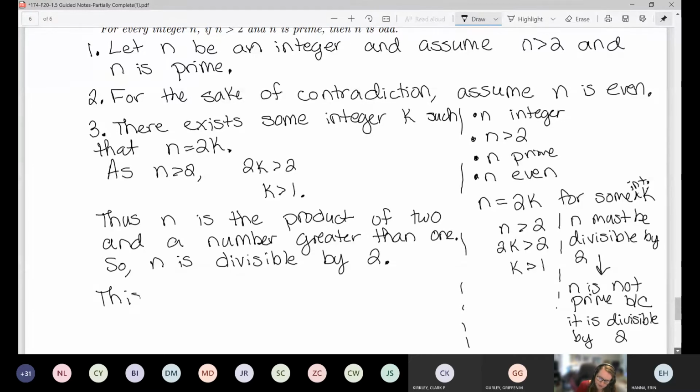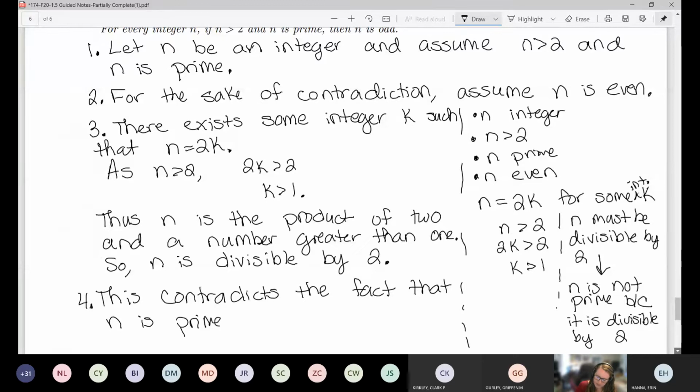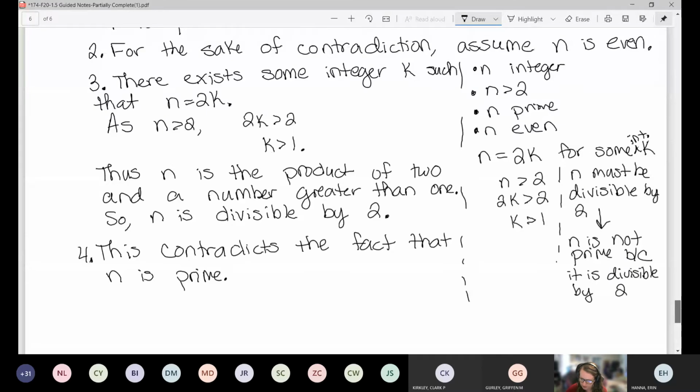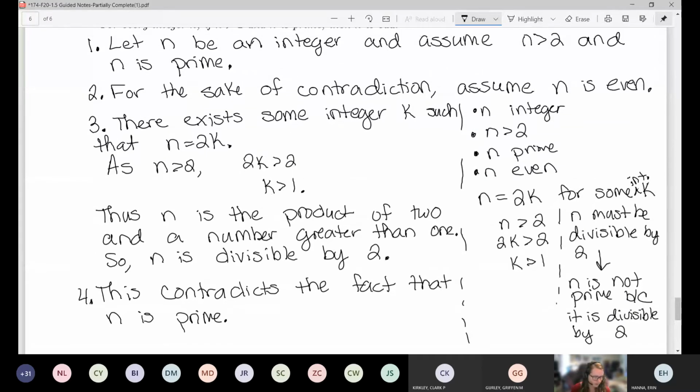This contradicts, so I guess this is my step 4. This contradicts the fact that n is prime. Because again, the definition of prime is it's only divisible by itself and 1. But here we have that it's now divisible by 2 as well. So just make your conclusion. Thus, we had assumed that n is even, so we must have just shown that n is odd.